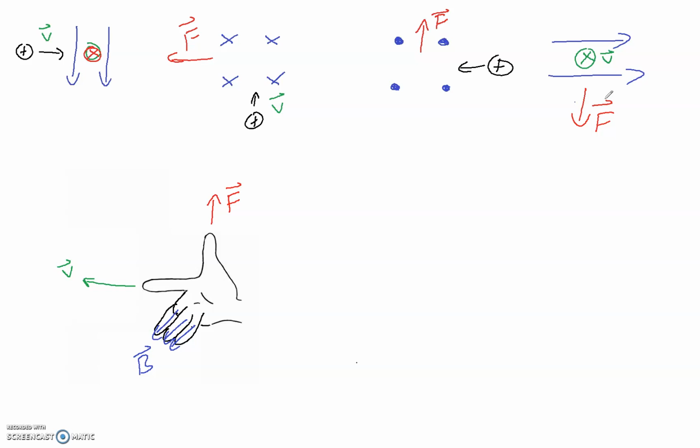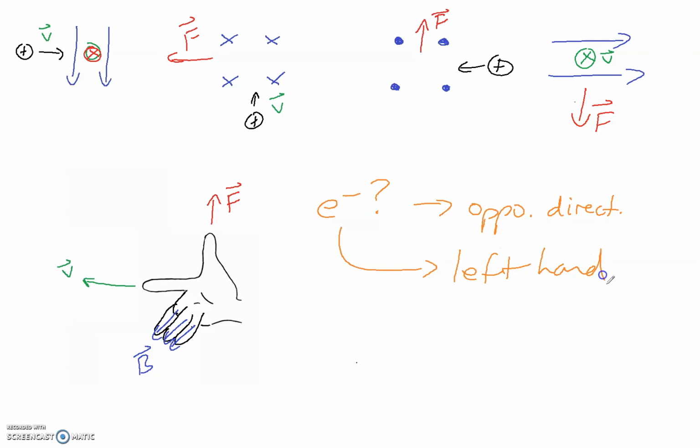Now, there's one slight trick. What happens if you're using an electron? Well, if you use an electron, you can do the exact same thing, except you just use the opposite direction. So use your right-hand rule if you want to, and then calculate the force, calculate whatever, but then just flip your answer because it's negative, so go the exact opposite direction. The other thing that people do sometimes is if it's a negative charge or an electron, they will use their left hand instead.